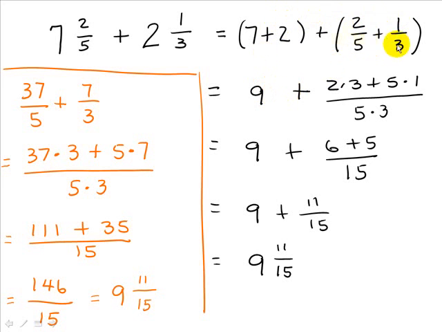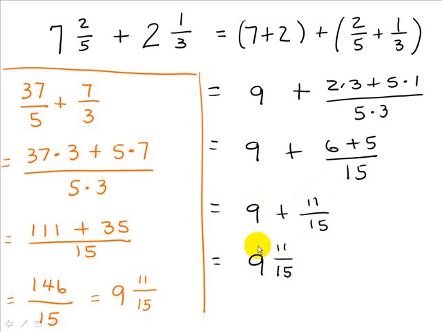Over here we're going to go 2 times 3 plus 5 times 1 all over 5 times 3. Simplifying that, you get 6 plus 5 over 15. And you're going to add 9 to that. So 9 plus 6 plus 5 is 11 over 15. And the good thing about a mixed number is it's the whole part plus the fractional part. So 9 plus 11/15 is merely 9 and 11/15.